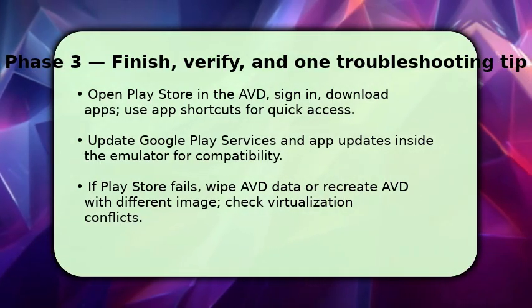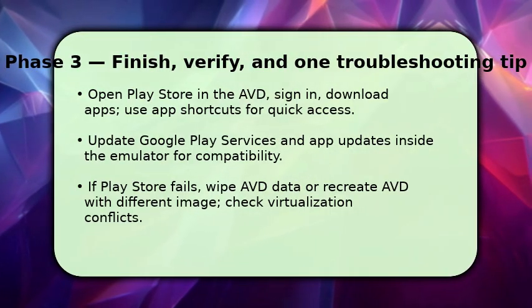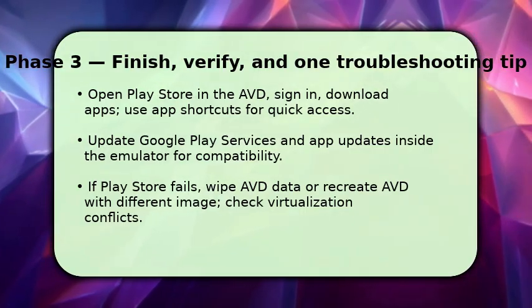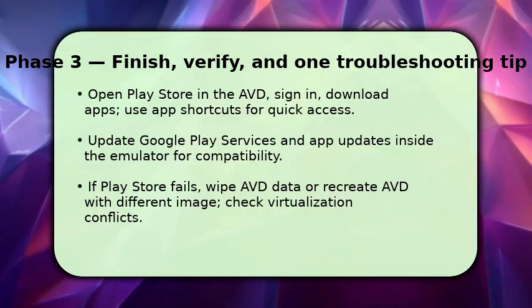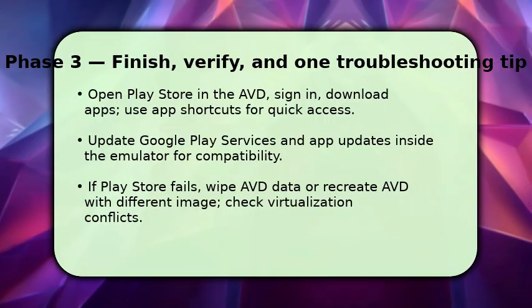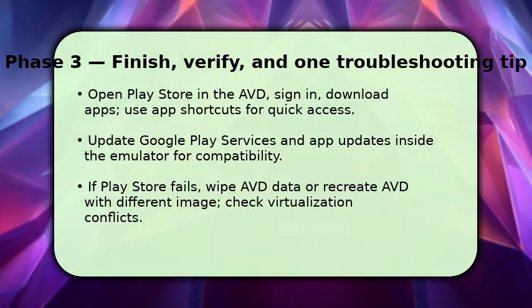If you want app shortcuts on your desktop, create them from the emulator or use drag-and-drop APK installs via ADB. If the Play Store is missing or crashes, wipe the AVD data or recreate the AVD. Also check for Hyper-V versus Intel HAXM conflicts and re-enable the proper accelerator.